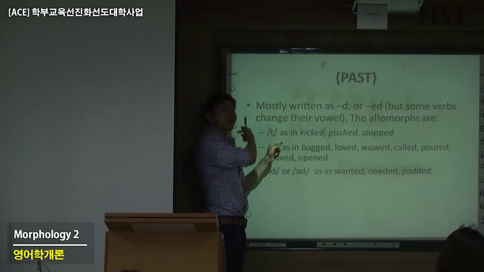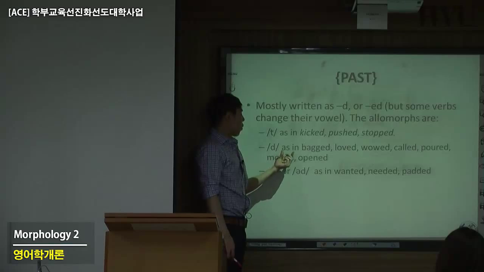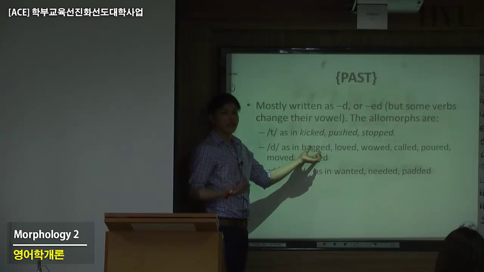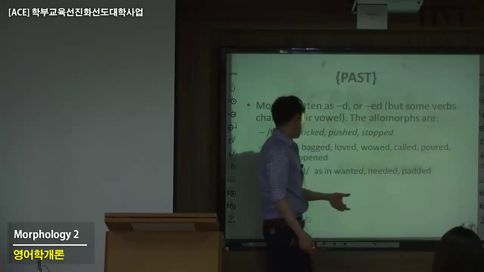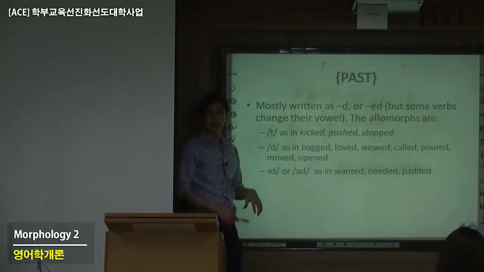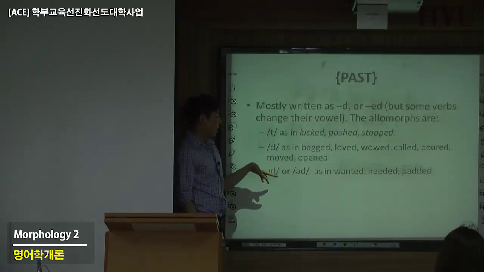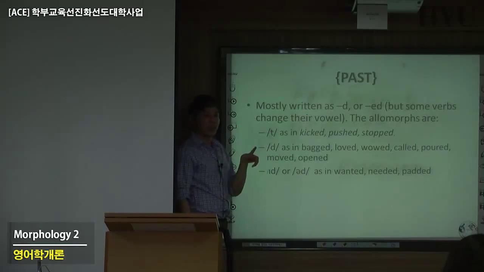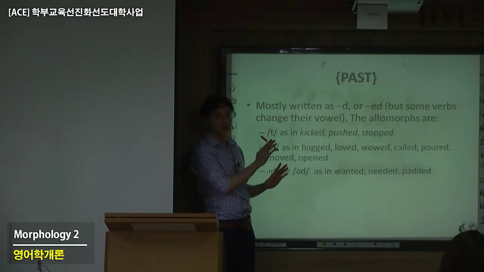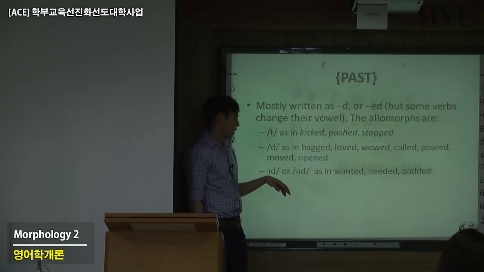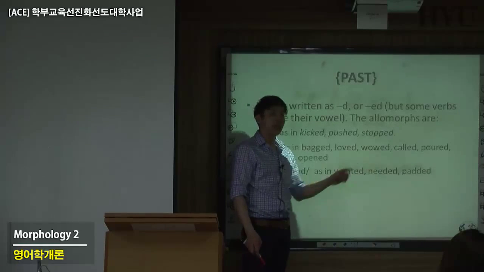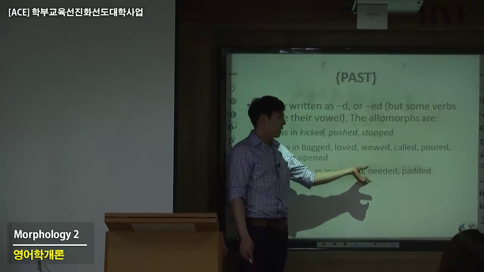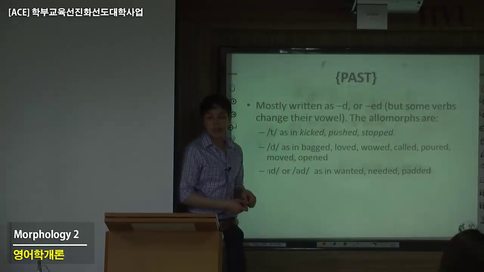And the past tense allomorph will be a D when it's a voiced sound. So begged, loved, wowed, called, poured, moved, opened, and so on. And then when you have a T or a D ending, this is a little bit different from the plural and the present tense. It's id or ud when you have the T or the D ending. Wanted, needed, and padded, like that, okay?